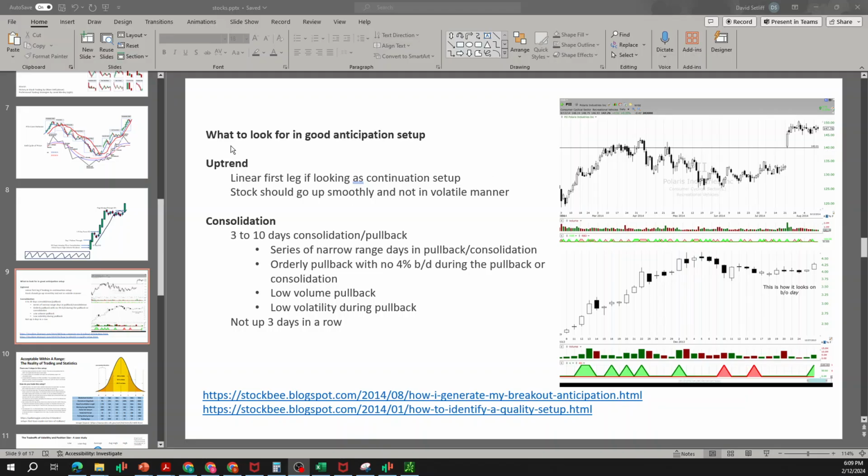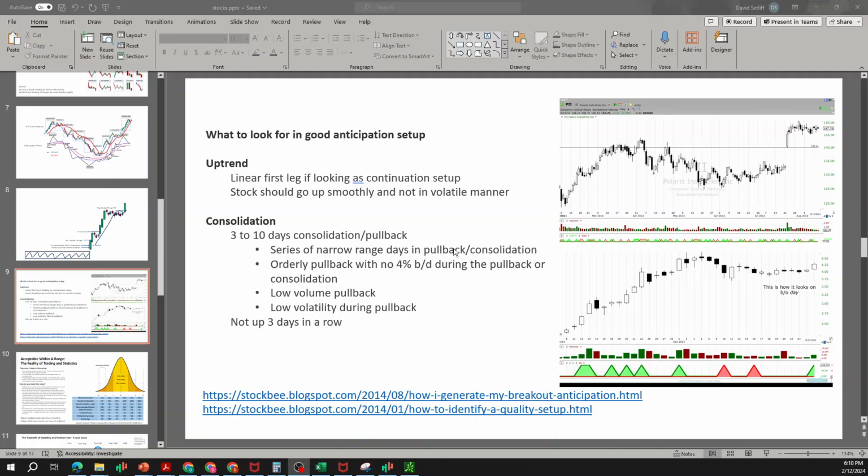He orders this a little bit differently on his page, but if I were to cluster them in groups, you have your uptrend, which is the prior leg up. It should be linear and smooth and not volatile. Christian talks about similar things, having a linear uptrend prior to the pullback. So you have your uptrend and then your consolidation. A lot of the descriptive words he uses mainly describe what the pullback should look like. It should be 3 to 10 days.